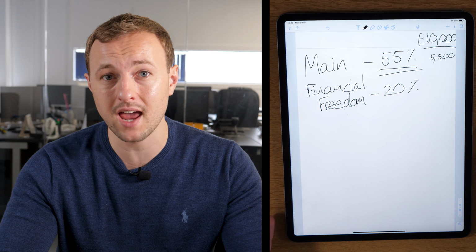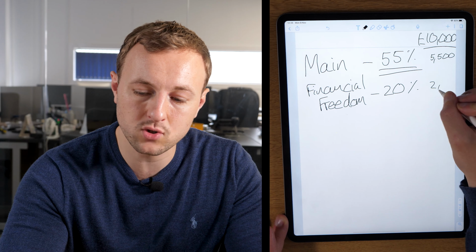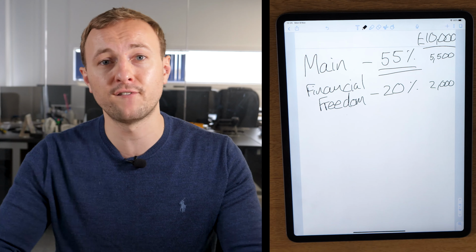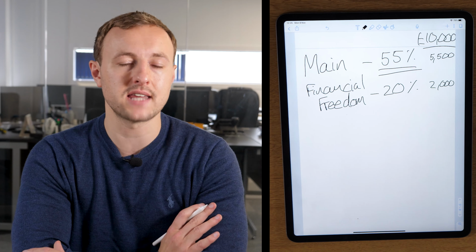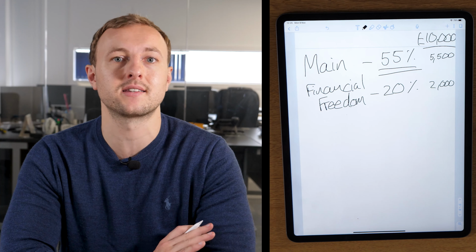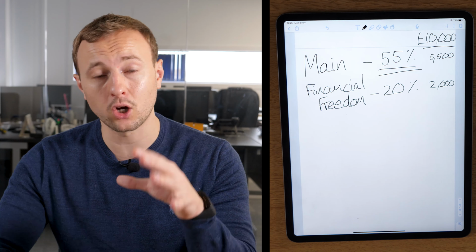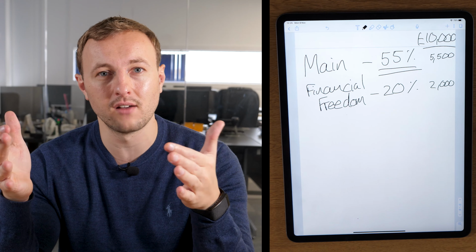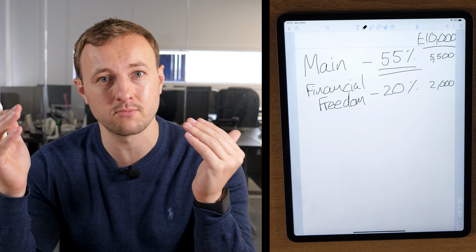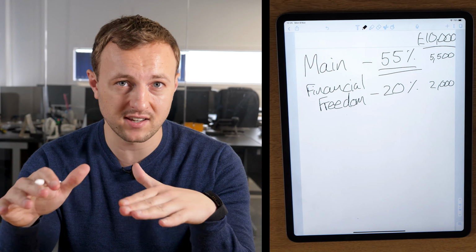But based on my 10K a month, 2,000 of that is going to go in a financial freedom account. Just so you understand exactly what this is: do not touch it unless it is a complete emergency. It goes into a separate bank account, and I get it up to £50,000 in the bank account, and then I invest it.